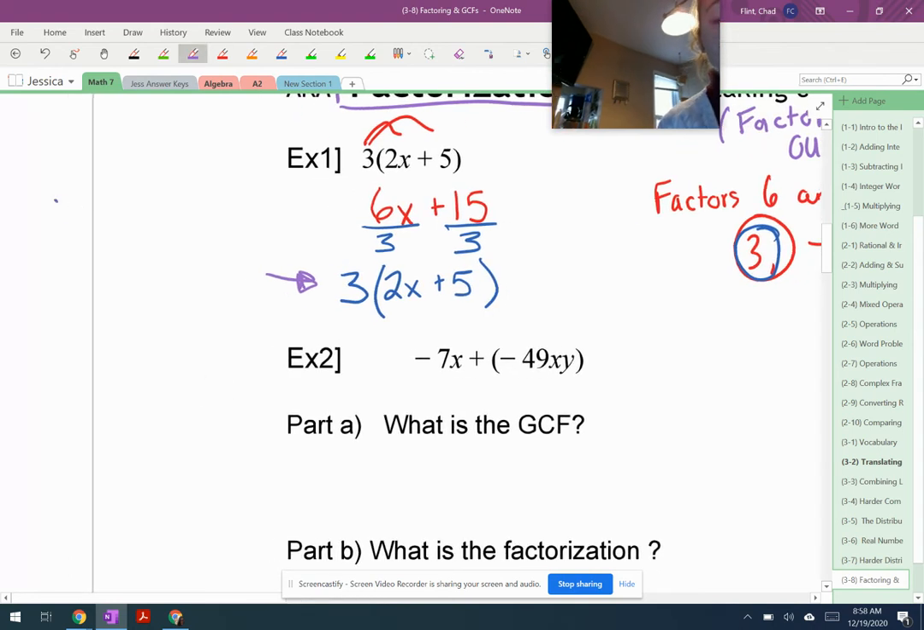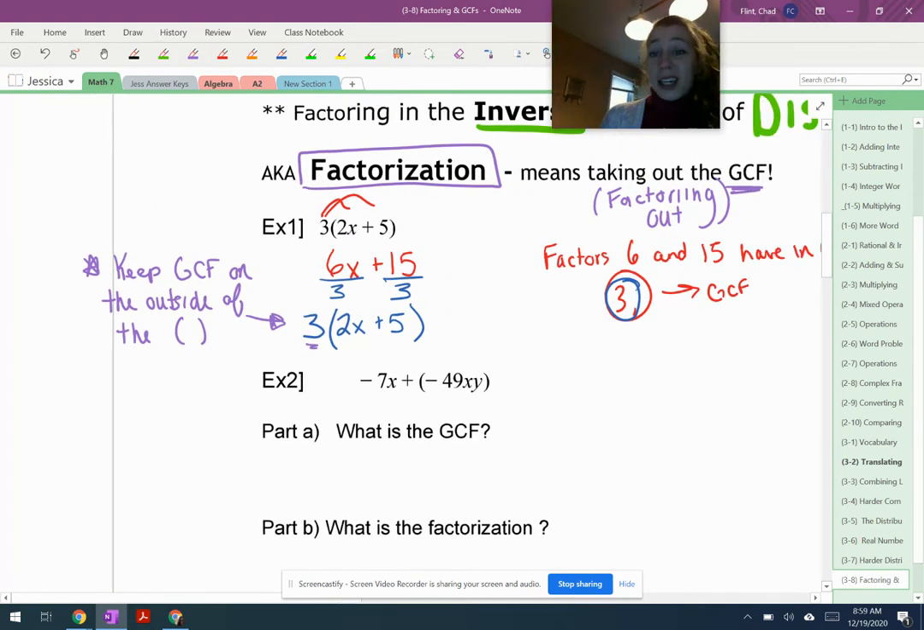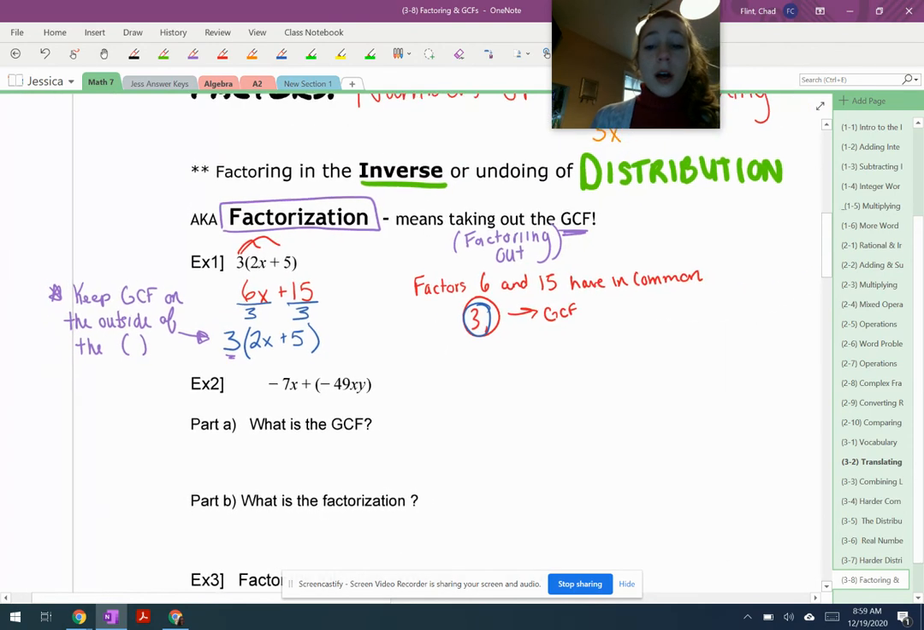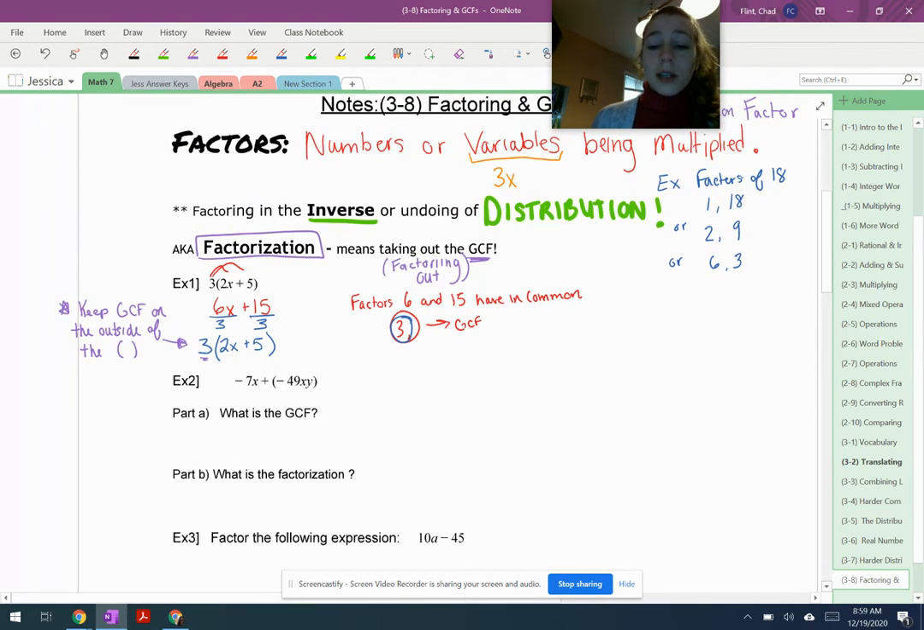We want to keep the GCF on the outside of the parentheses. That 3 is my GCF, and when we're writing it, it needs to stay on the outside of those parentheses there. Okay, so that is our example number 1, and we'll take a look at example 2 in a minute.